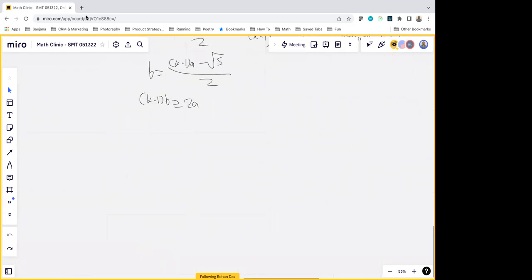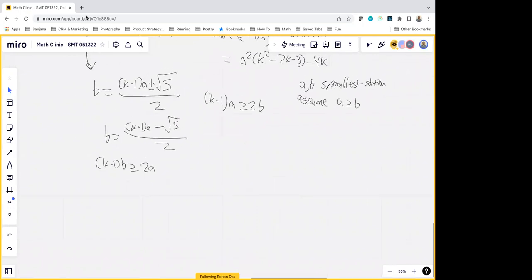From here, it's a bit of expansion computation. So we can rearrange this as b over 2 is greater than or equal to a over (k minus 1). 2b is greater than or equal to 4a over (k minus 1). Or we could just directly go to 2b times (k minus 1) is greater than or equal to 4a. Now 2b is equal to (k minus 1)a minus root s. So then we have (k minus 1) squared a minus (k minus 1) root s is greater than or equal to 4a.